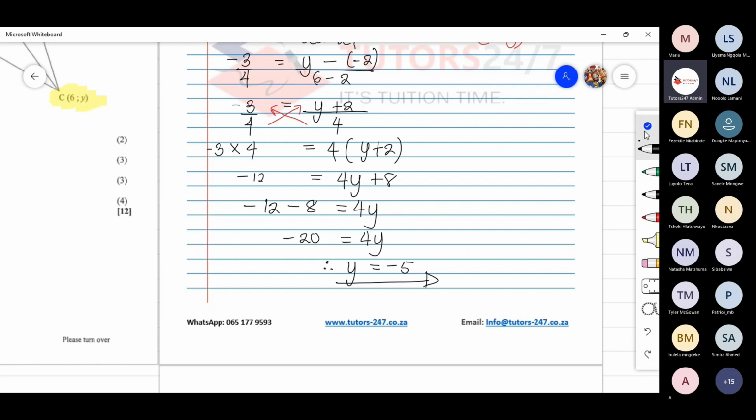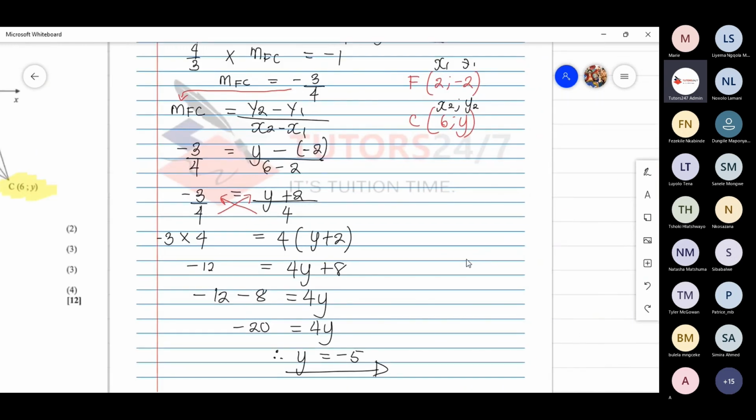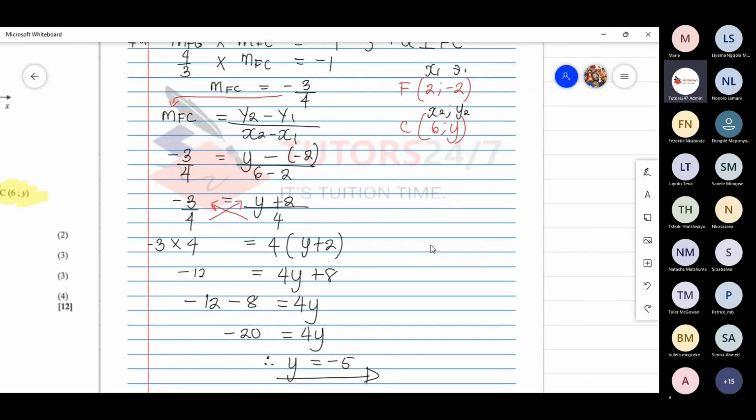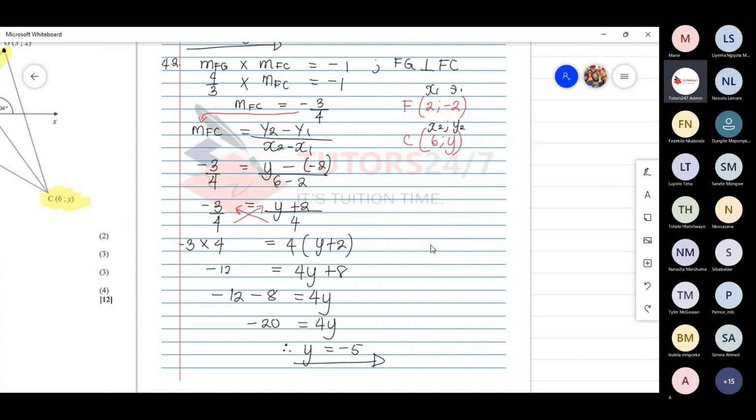So that is how we found the value of y, which is the y coordinate or the y value of the point C. Because we knew that those two lines were perpendicular to one another, I used that property to find the gradient of FC. Once I found the gradient of FC, I did the normal things that we are used to, which is put in my formula, substitute what is given or what is known, and solve for the unknown.